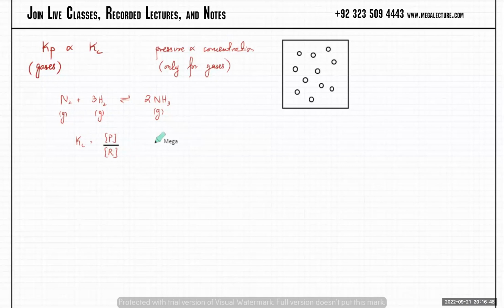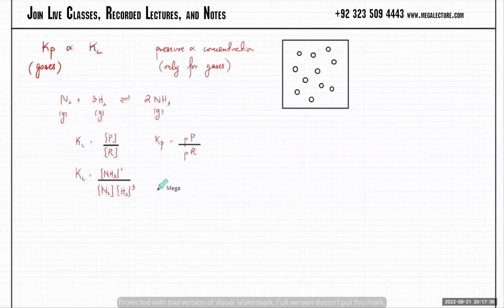Now Kp is going to be exactly the same, except that you wouldn't be using concentration. What you'll instead be using is the pressure exerted by the products divided by the pressure exerted by the reactants, since concentration and pressure are directly proportional. So your Kc expression in this case used to be NH3 concentration squared. For concentration you would use a square bracket, and it would be divided by the concentration of N2 and the concentration of H2, and that's going to be cubed.